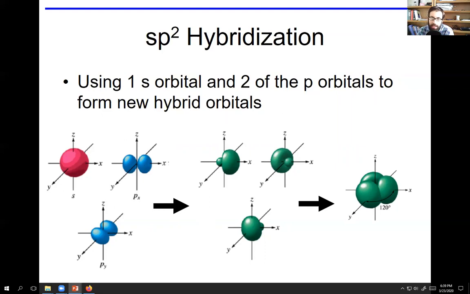But you're going to see it in your future chemistry classes. So that's part of the reason I have to go over it. All right. So sp2 hybridization.